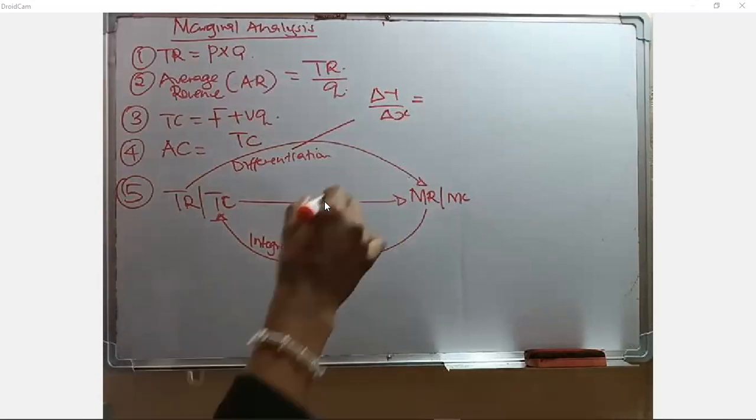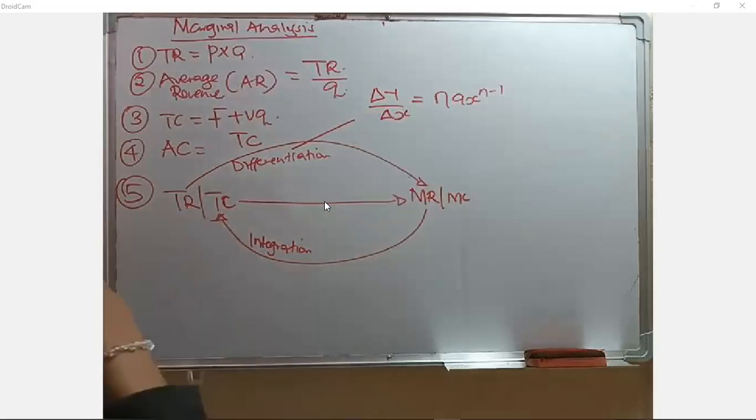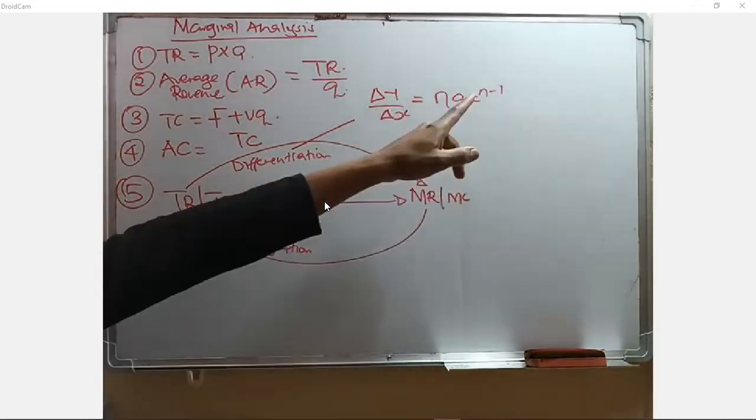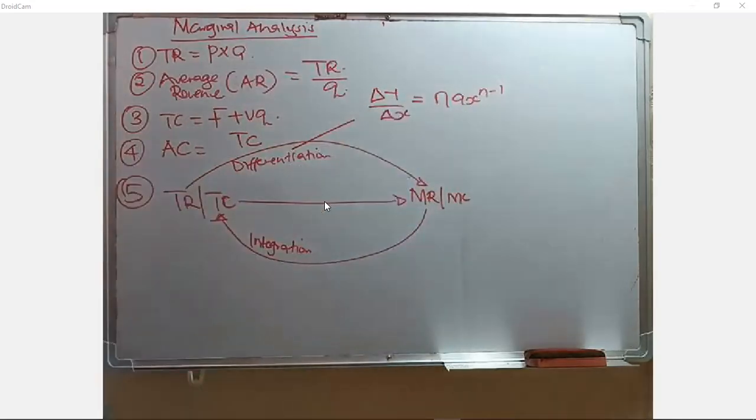We talk about n, ax, n minus 1. That is the formula we are going to be using. Then it means I have to be dropping my power down.